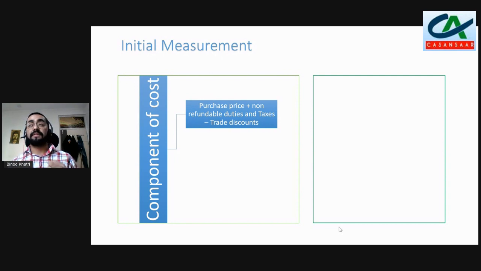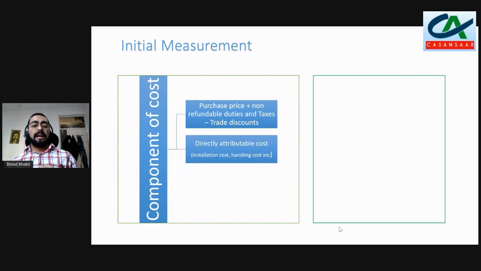We are assuming that GST is non-refundable for this example, and trade discount. The seller is giving a trade discount of 5,000. The total cost for this AC would be 30,000 plus 3,000 minus 5,000 trade discount, which will be around 28,000. 28,000 will be capitalized in the books.